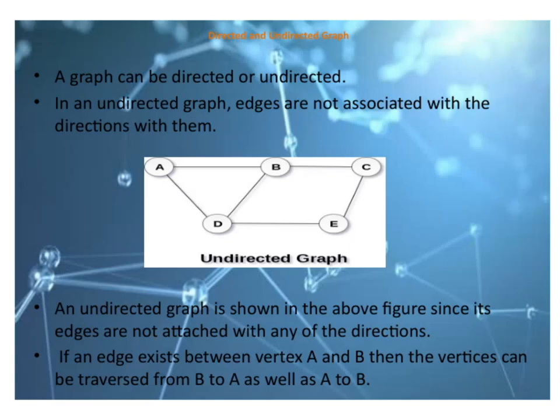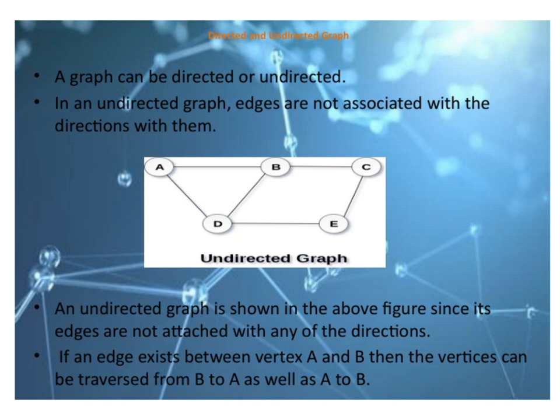A graph can be either directed or undirected, and today we're focusing on understanding the difference between these two types. In an undirected graph, the edges don't have any associated directions. That means, if there's a connection between two vertices, say A and B, you can travel from A to B or from B to A without any restrictions. The edges simply indicate a mutual relationship or connection.